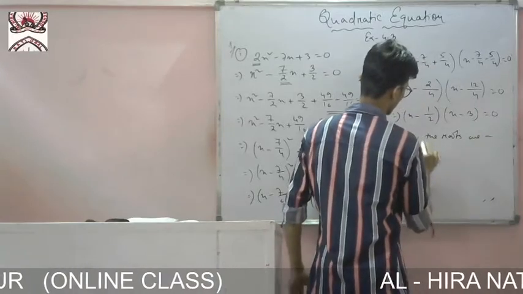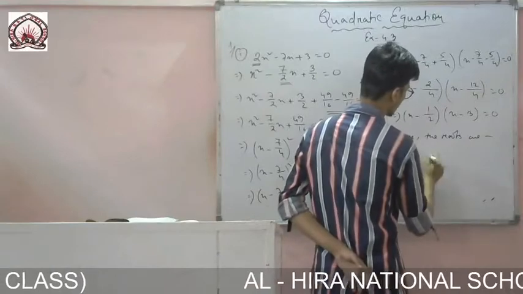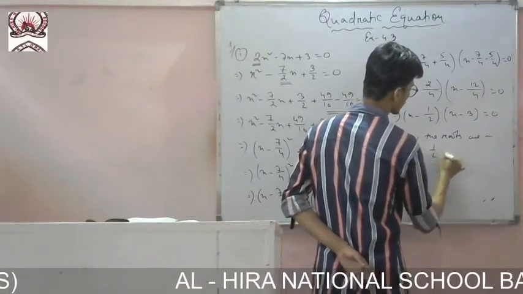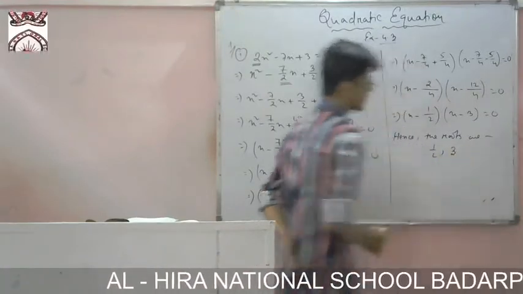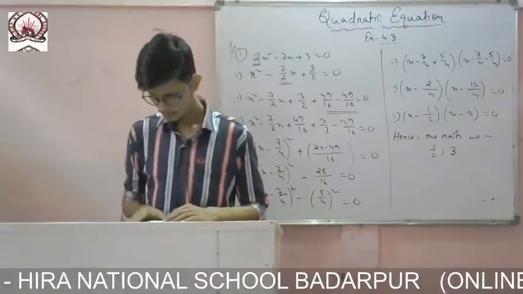One will be, if I write x minus half is equals to 0, that means x is coming 1 by 2, and this one coming 3. Hence the roots are half and 3.